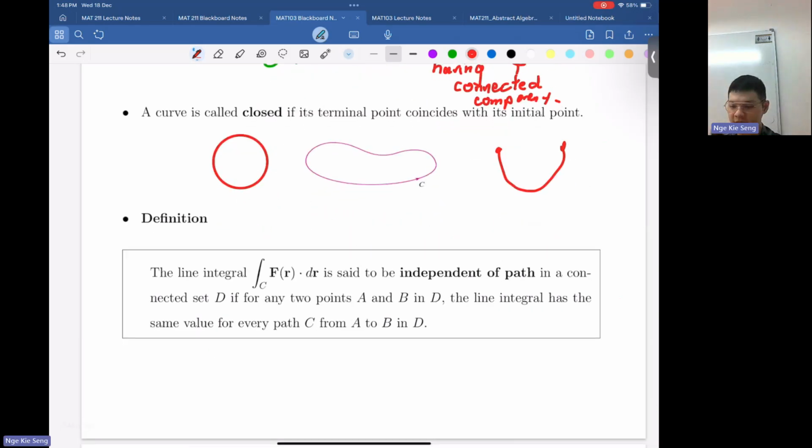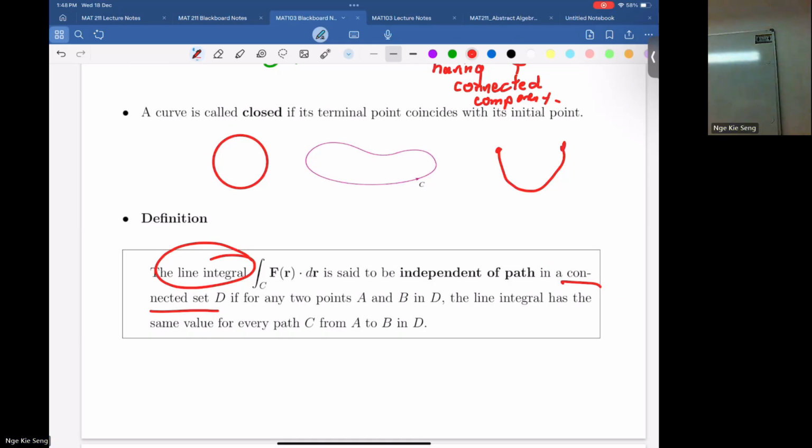So next definition before we go into the theorem. The line integral is said to be independent of path. So this is about line integrals. When we say that it is independent of path in a connected set, which is what we defined just now, every 2 points inside the set can be joined by a path, and if you take any 2 points in D, the line integral has the same value for every path that goes from A to B. Meaning what?